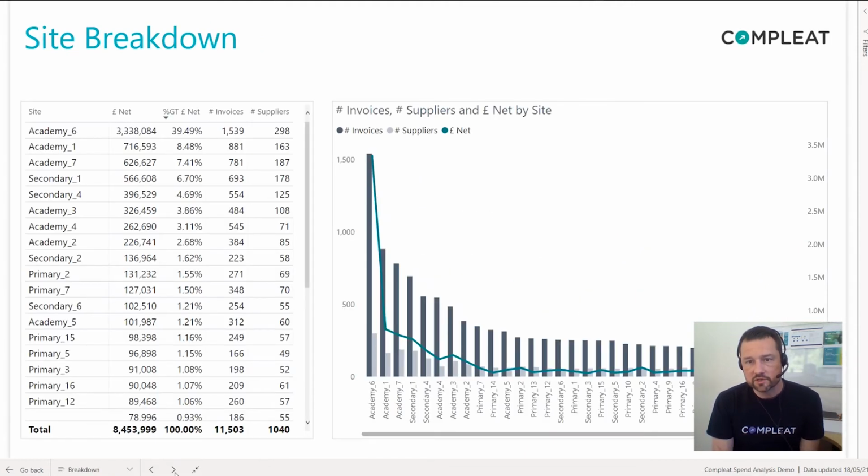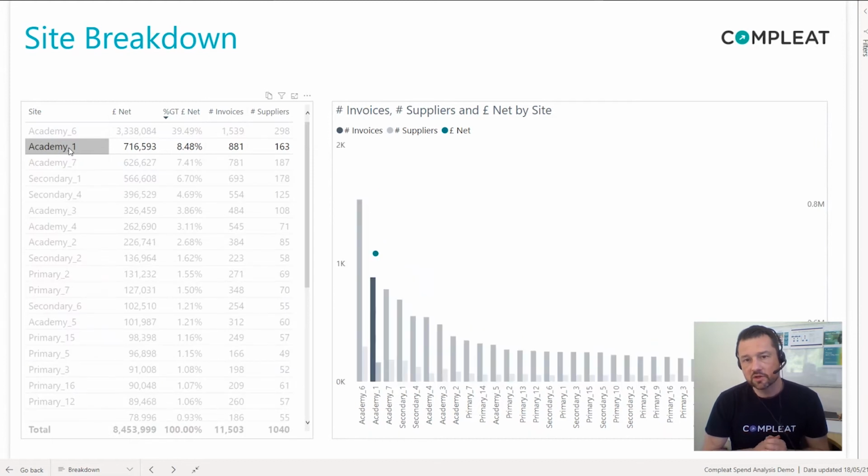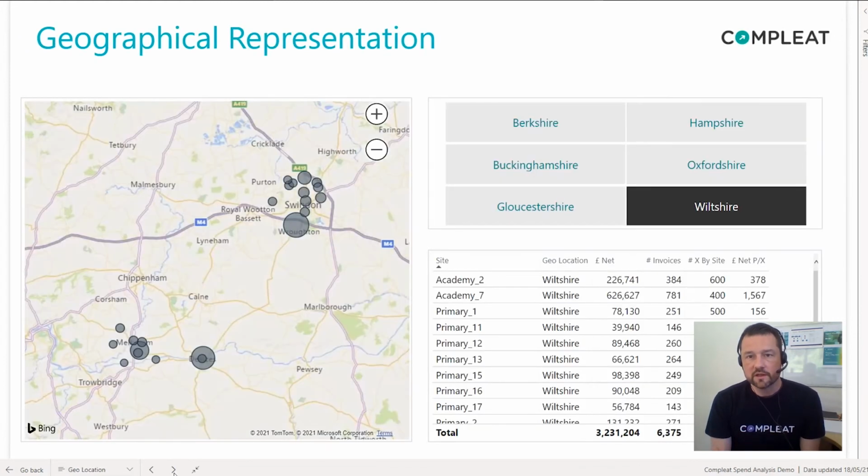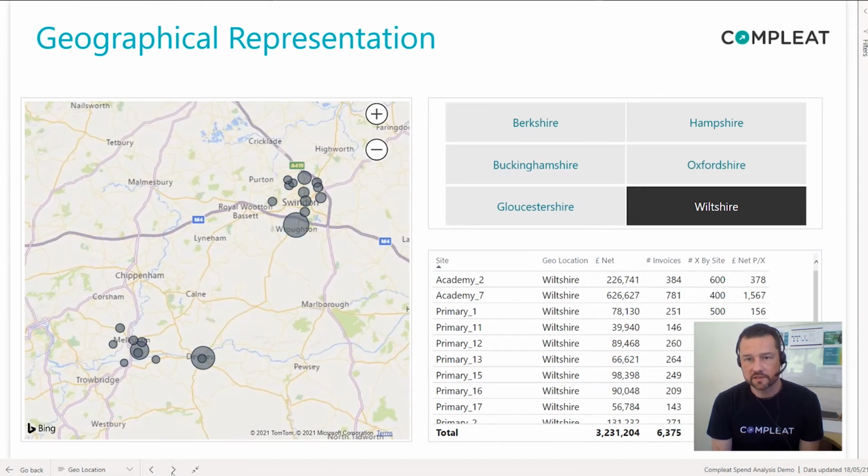The site breakdown shows expenditure by site, in this case primary, secondary and academy schools within a multi-academy trust. However, the premise is the same and could work with any multi-site business. Geolocation. This is a visual heat map of expenditure by site.